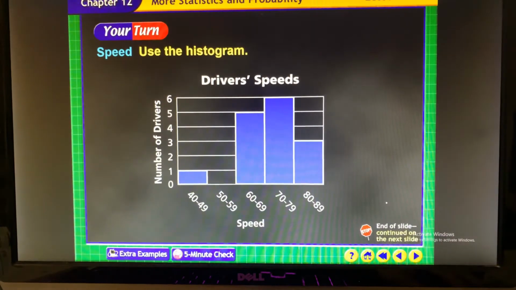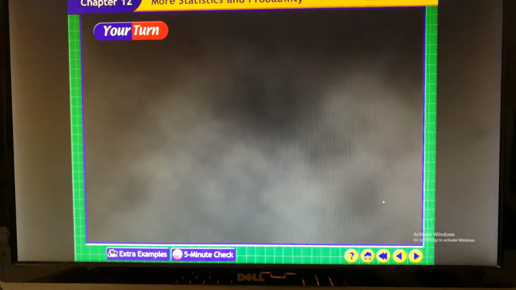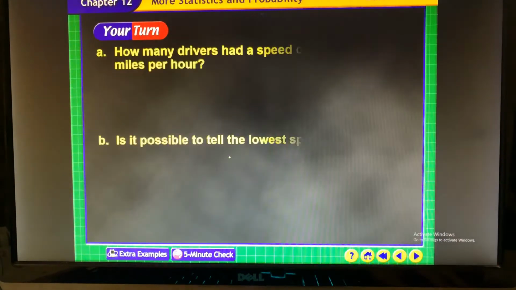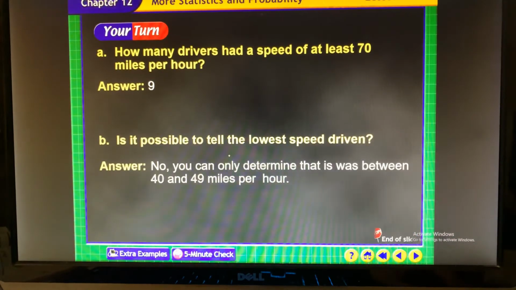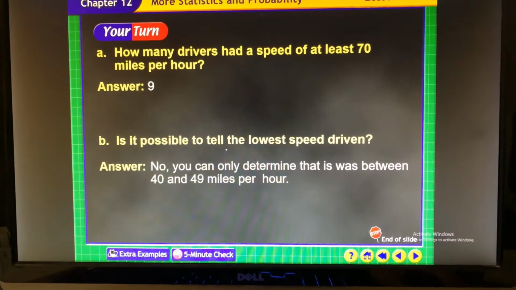Okay, you can use this histogram to answer these questions. How many drivers had a speed of at least 70 miles per hour? At the very least, 70 miles per hour. So you're going to use this bar along with this bar, because that's at the very least 70. Good. Is it possible to tell the lowest speed? No, we already discussed that. Because it's based on intervals, you can't tell the lowest speed.